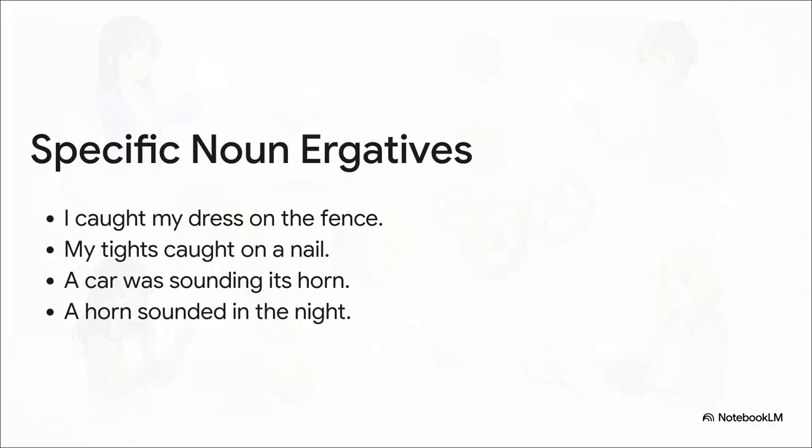And the truly quirky part about this is that some verbs are only ergative with highly specific nouns, like you can catch your dress on a fence or your tights can catch on a nail. The clothes suddenly seem to have a mind of their own. You see this with alarms too, actually. A person can sound an alarm, or the alarm can simply sound in the night.